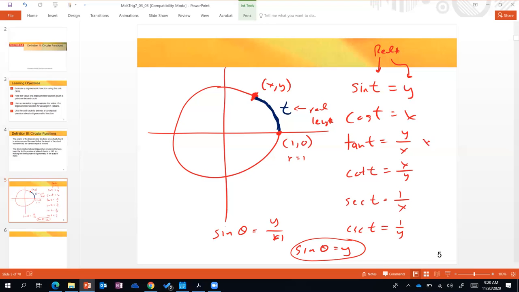Yeah, we have some conditions here. For secant, x cannot be equal to 0. For cosecant, y cannot be equal to 0. Again, x not equal to 0 and y not equal to 0. Okay, there's my little conditions. Is cotangent y over x or x over y? Oh no, wait, I switched them.